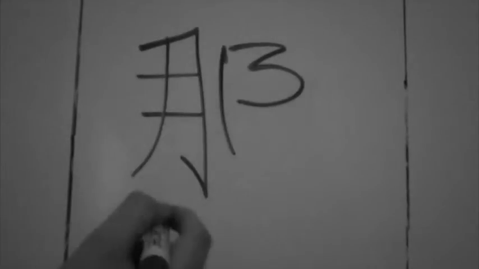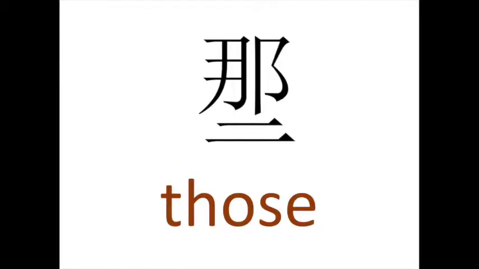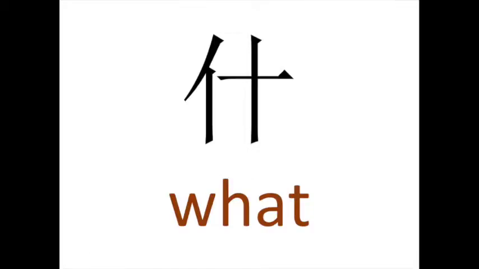So the next character is also an invented character. This is it. And of course it means those, right? Those. Very good. The next character we're going to learn is the word for what. And what has a person radical on the left, and then it has a 10. Okay?